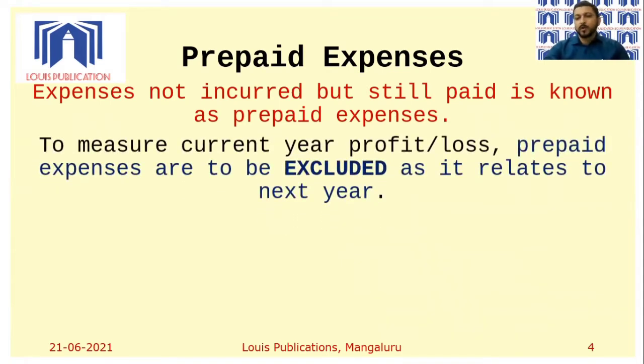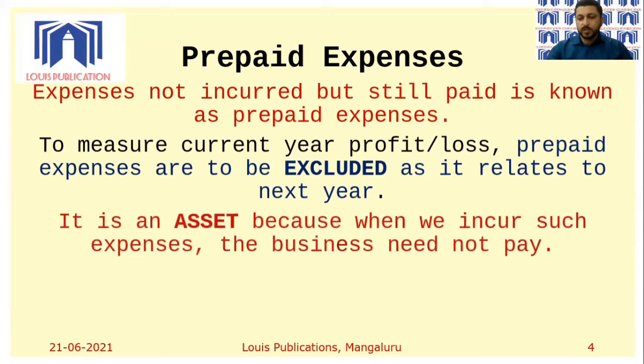Now, a very, very important point. Our objective of preparing the profit and loss account is to find our current year profit or current year loss. So when I say prepaid, that means I have paid relating to the next year. And the rule is simple: all last year's and all next year's items must be excluded. So if you want to find the correct profit or loss for the current year, an item like prepaid expenses must be excluded because it relates to the next year.